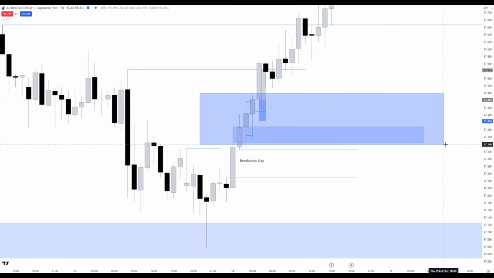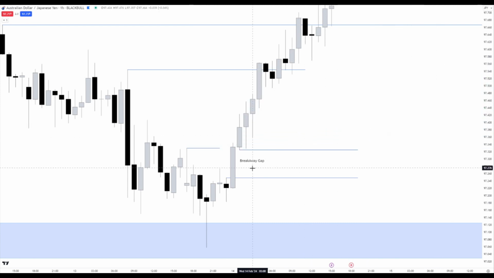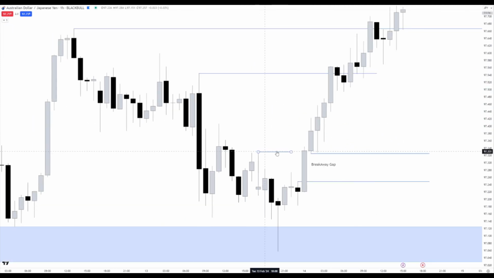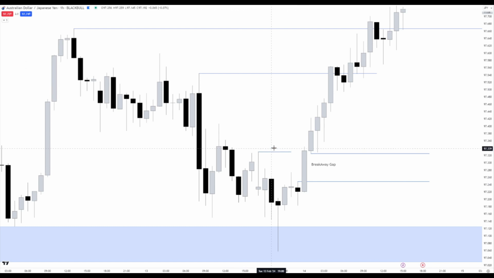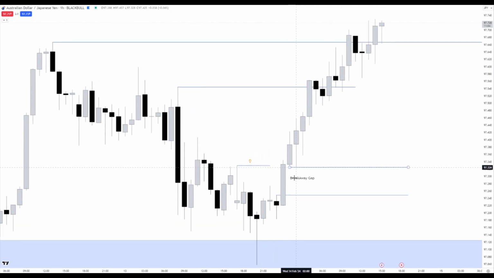And I'll walk you through this. Just let me delete this here. So I saw this market structure shift here. Let me put this here. Then I saw this fair value gap here open. Then I saw this movement here, and let me think. Okay, so this will be a breakaway gap, and this will be our top priority now.